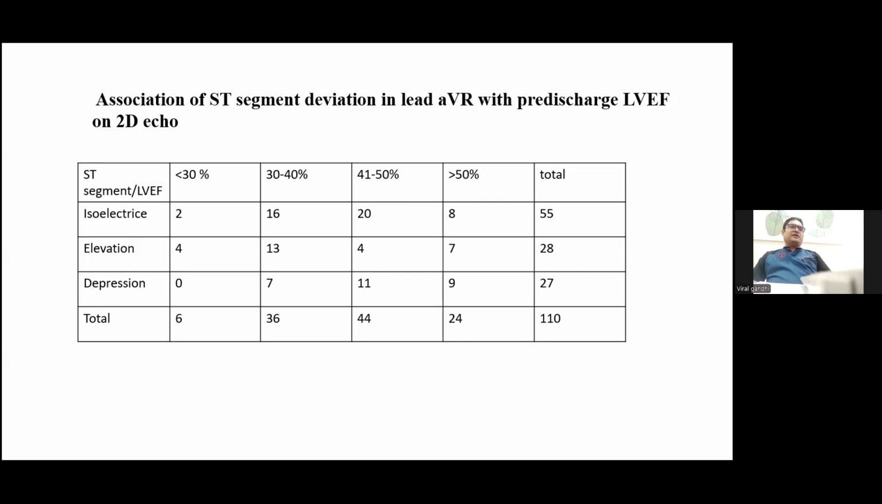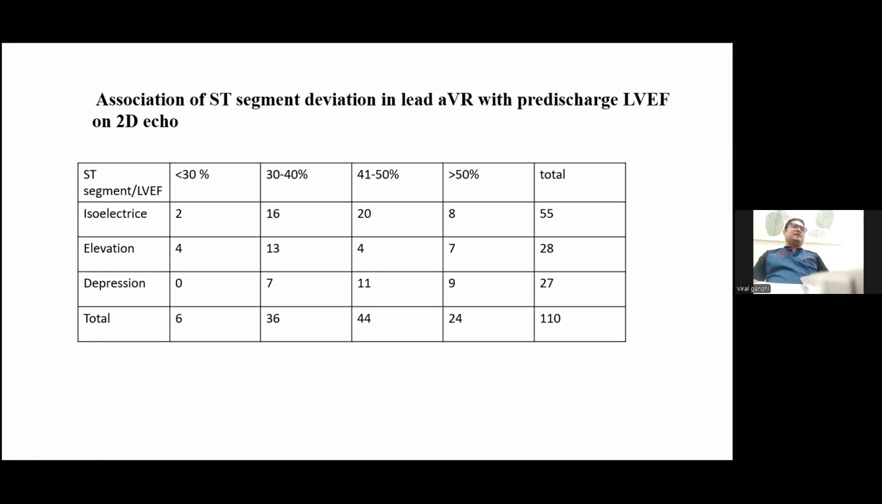In conclusion, in the group of patients with the isoelectric ST segment, more of these people had an EF around normal, like in 20 cases, and in 16 cases out of the 55 had an EF of 30 to 40%. It is just the correlation between the echo and the ST segment in AVR in acute MI patients.